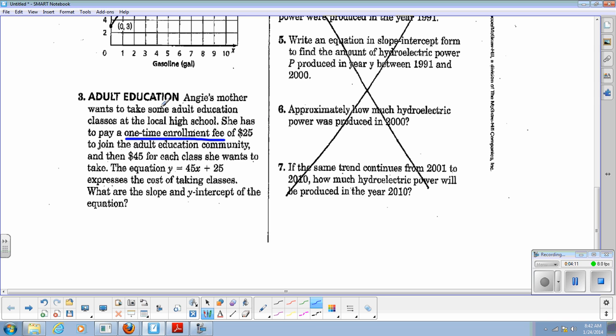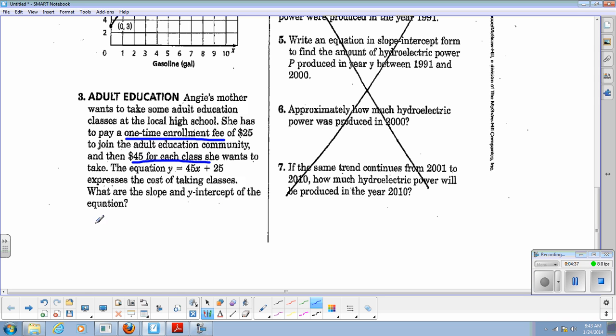Angie's mother wants to take some adult education classes at a local high school. She has to pay a one-time enrollment fee of $25 to join the adult education community, and then $45 for each class she wants to take. The equation y equals 45x plus 25 expresses the cost of taking the classes. What are the slope and y-intercept of the equation?